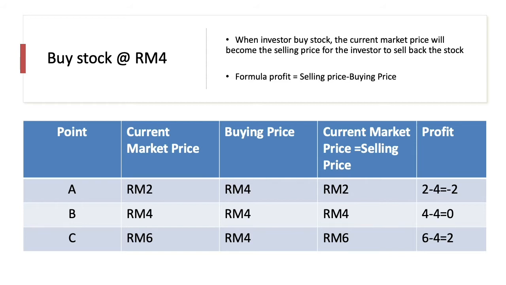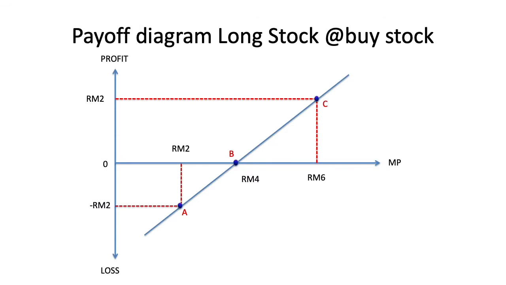So you transfer the information into a payoff diagram for long stock. Long means buy, or in your strategy, you buy stock. So you have 3 points here. At point A, if the market price is 2 ringgit, you get a loss of 2 ringgit, that means negative 2. If the market price is 4 and you buy stock at 4 ringgit, your profit is 0. And if the market price is 6 and you bought stock at 4, your profit is 2.